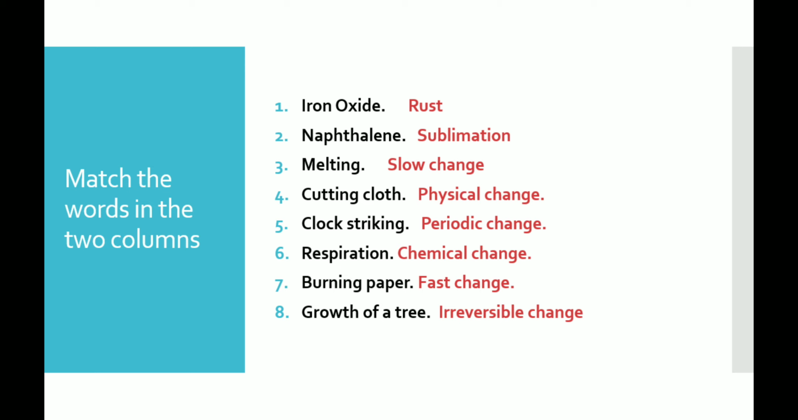The first one is iron oxide. For it, the answer is rust. Second one, naphthalene, sublimation. Third one, melting, slow change. Fourth one, cutting cloth, physical change. Fifth one, clock striking, periodic change. Sixth one, respiration, chemical change. Seventh one, burning paper, fast change. And the last one, that's the eighth one, growing of tree. The answer to this is irreversible change.